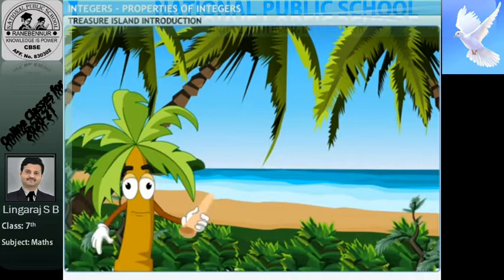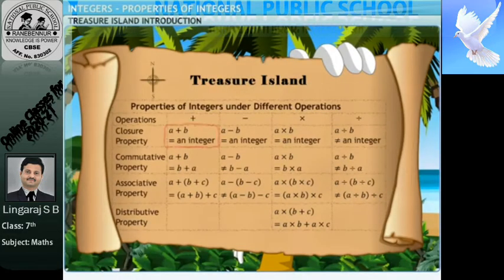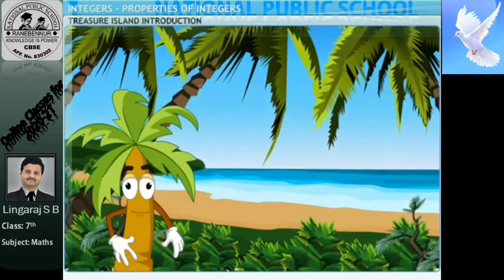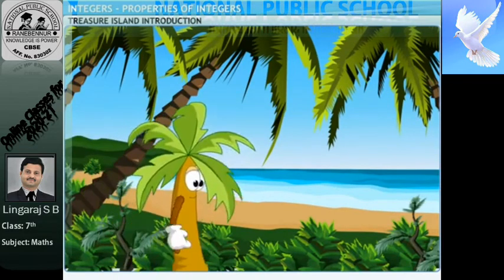I have the map to the treasure, but there is a riddle. We need to prove these properties on integers. As we prove each property, a small part of the map will unfold to reveal the way to the hidden treasure. I'm a math whiz, and we can crack this together. Come, let's find the treasure.